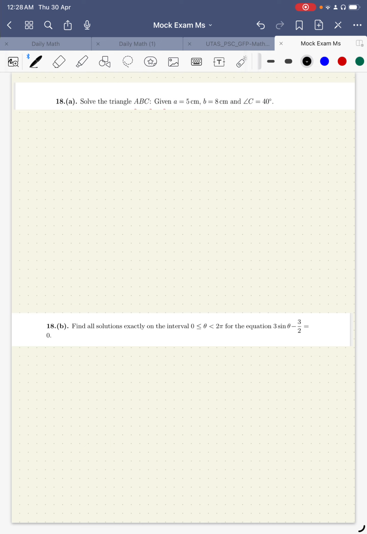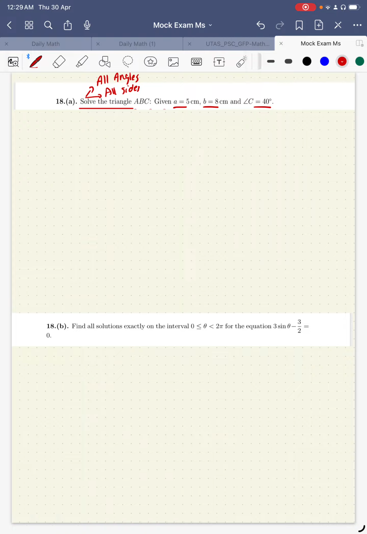Let's now solve question number 18. In question number 18, we're going to solve the triangle. When I have the words "solve the triangle", what they want me to do is to find all angles and all sides. I need to find all angles and I need to find all sides, given that a equals 5, b equals 8, and the angle C equals 40.